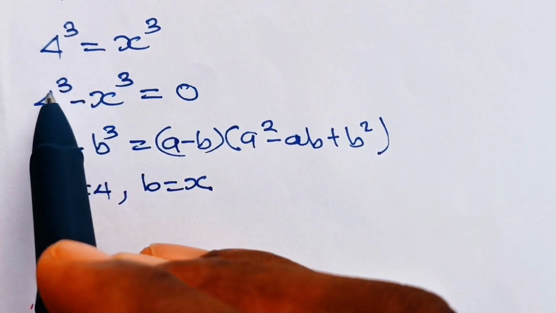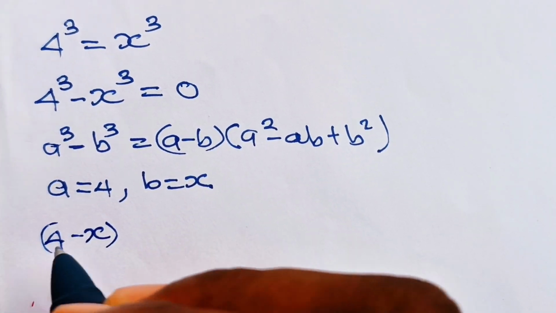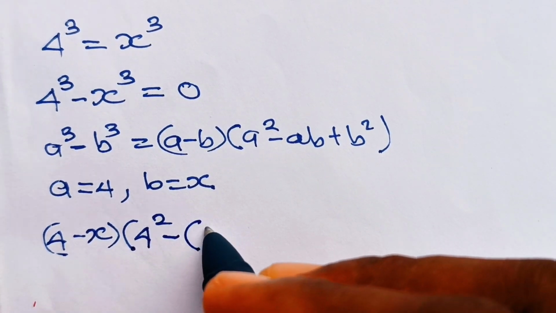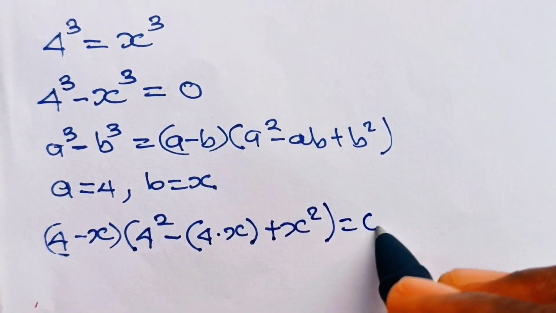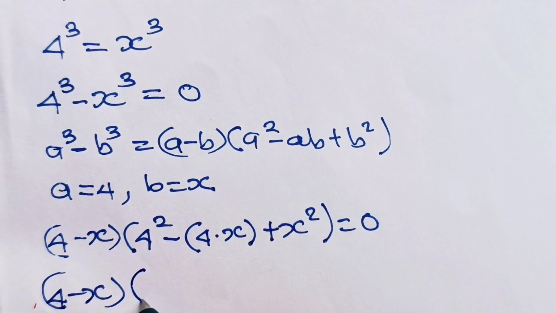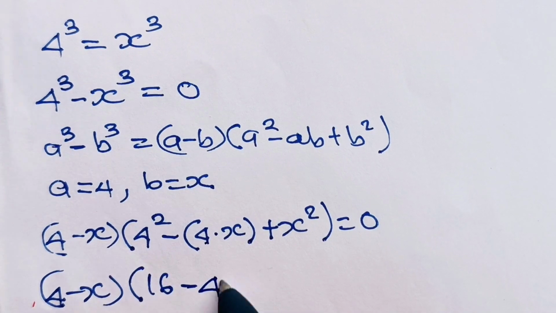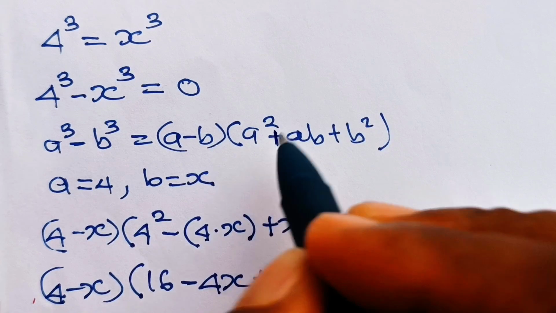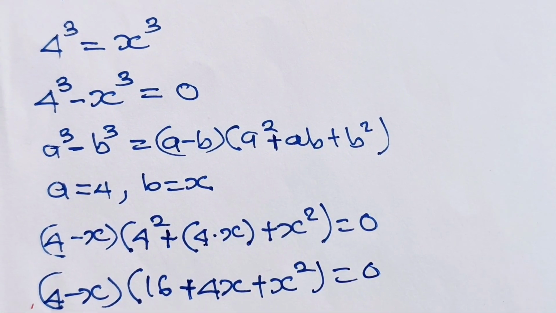So we'll have that this can now be expressed as a minus b, that is 4 minus x, multiplied by a squared, that is 4 squared, minus ab, that is 4 multiplied by x, plus b squared, that is x squared, is equal to 0. Then we have 4 minus x multiplied by 4 squared will give us 16, minus 4 times x will give us 4x, plus x squared. Oh, sorry, this is plus ab, not minus ab. So this plus and this plus, I'm sorry about that, is equal to 0.